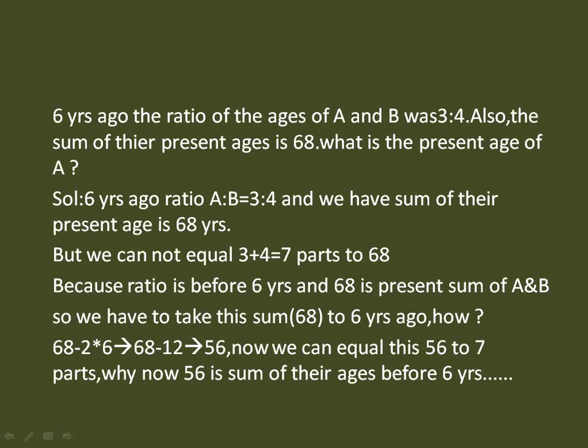Six years ago, the ratio of ages of A and B was 3:4. Also, the sum of their present ages is 68. What is the present age of A? Friends, here the ratio of ages 6 years ago is given as 3:4, and the sum of the present ages is given as 68.